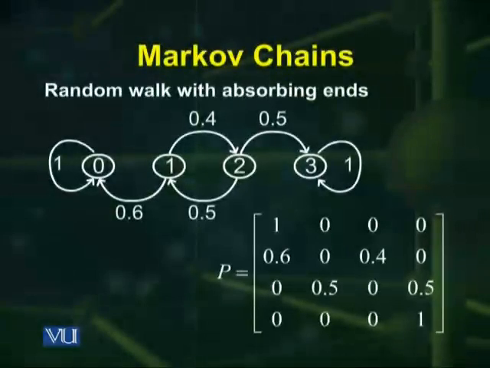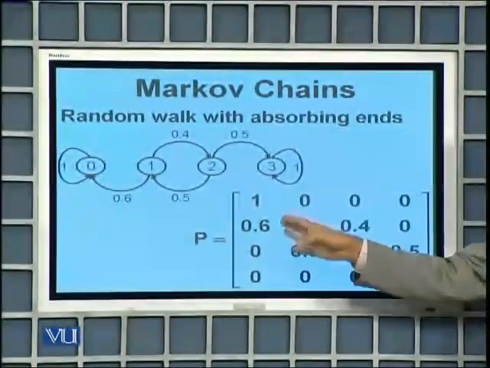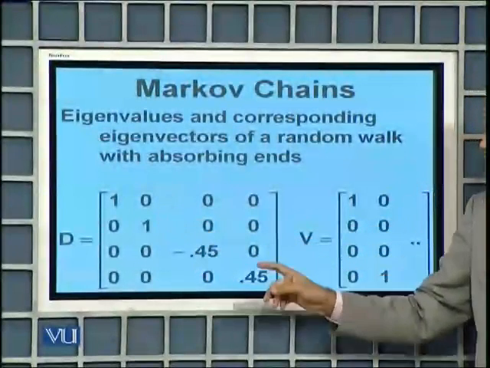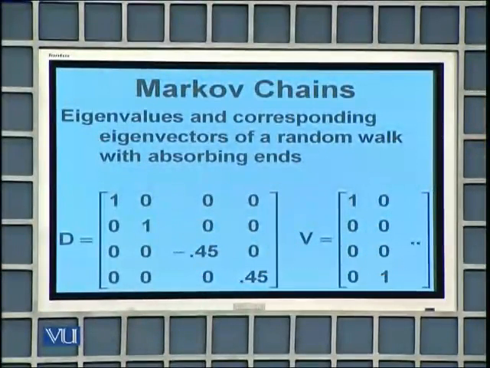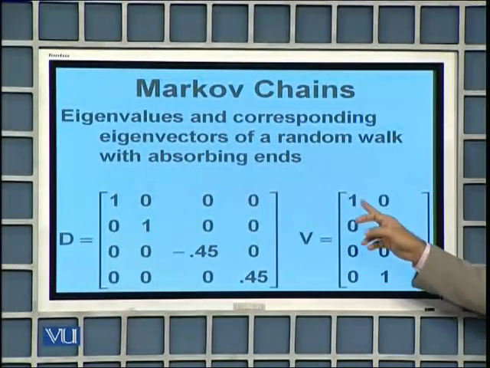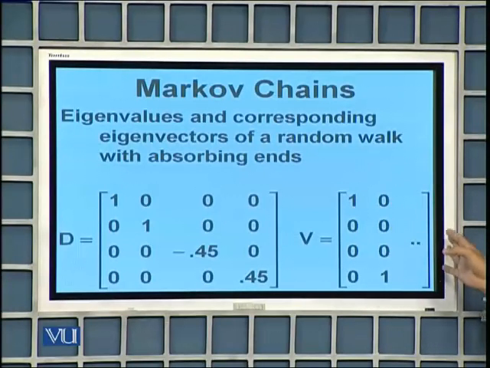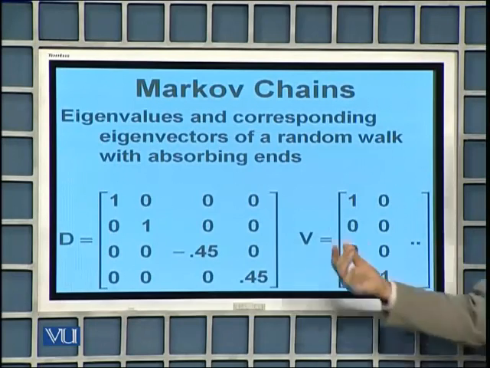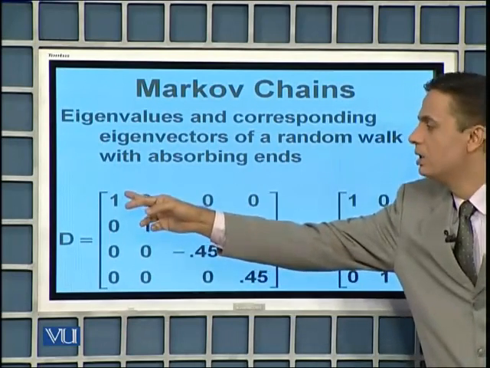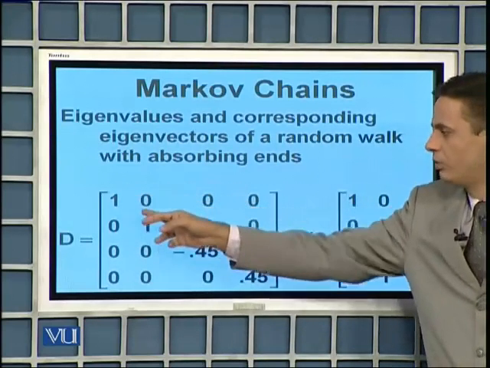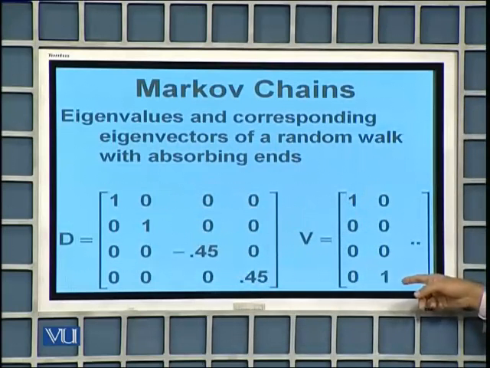So let's have a look at its eigenvalues and eigenvectors, of this one-step transition probability matrix. The eigenvalues are 1, 1, minus 0.45, and plus 0.45. Associated eigenvectors are 1, 0, 0, 0 and 0, 0, 0, 1, and the two other eigenvectors are not important because we are only interested in eigenvectors associated with eigenvalues which are 1. There are two eigenvalues with value 1, and there are two different associated eigenvectors.